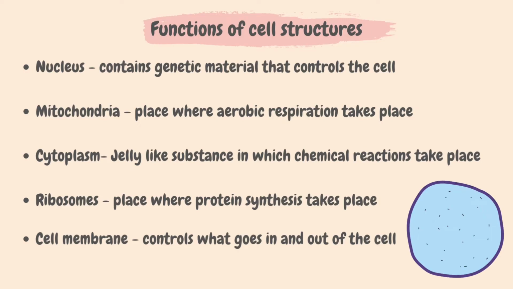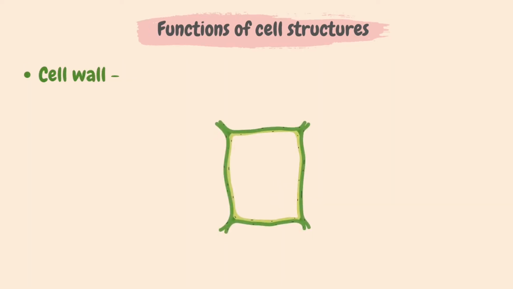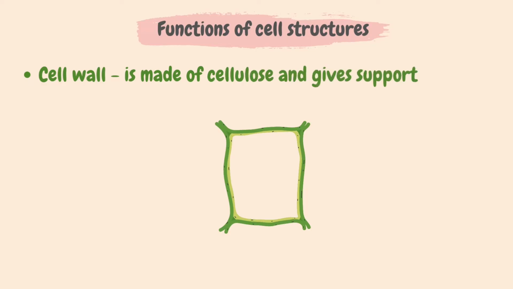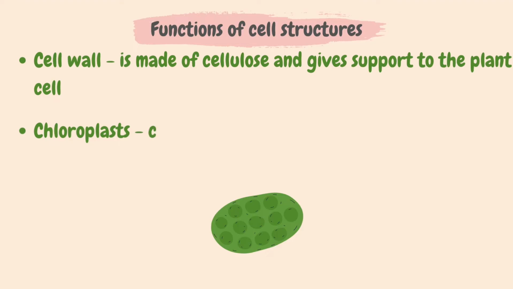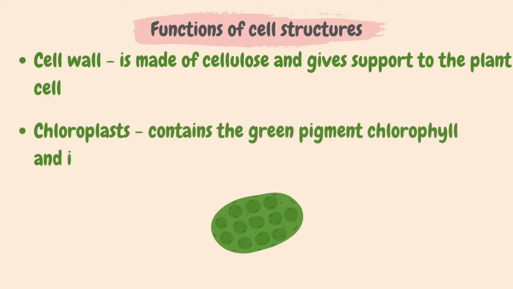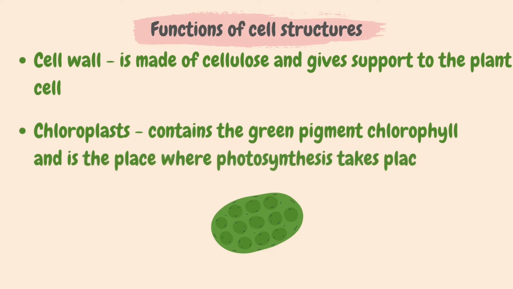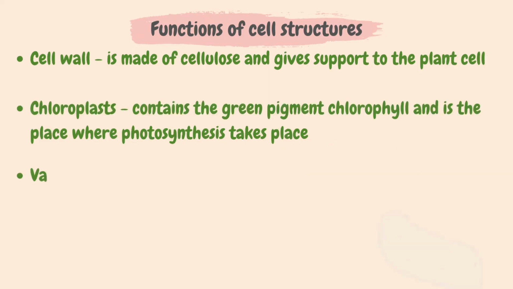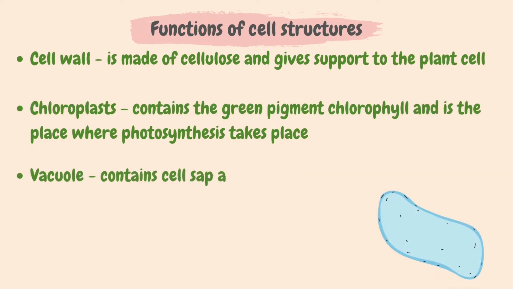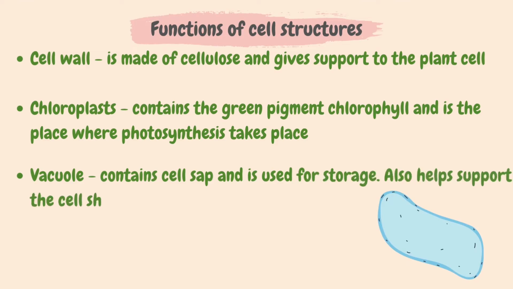Now let's take a look at the functions of plant cell structures. The cell wall is made of cellulose and gives structural strength and support to the plant cell. It also protects the cell. Chloroplasts contain the green pigment chlorophyll and is the place where photosynthesis takes place. So it captures light energy from the sun and converts it into food for the plant. The vacuole contains cell sap and is used for storage. It also helps support the cell shape.